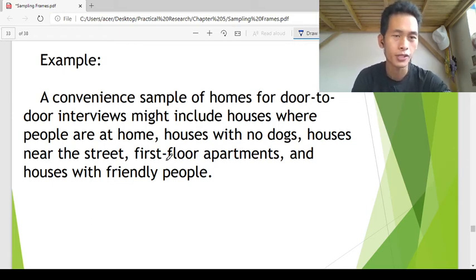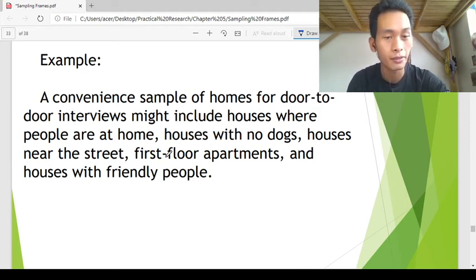Those who are not at home are excluded. Houses with no dogs, because you would not want to interview and then get chased by a dog. So, you consider your convenience. Houses near the street, first floor apartments, and houses with friendly people. So, researchers can select the respondents of the study based on their own convenience.